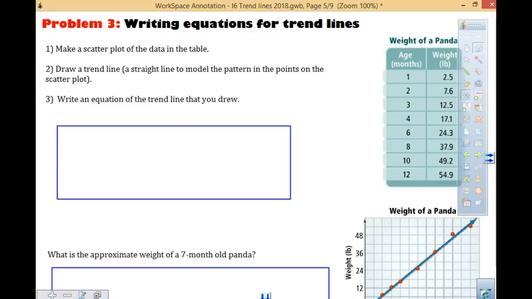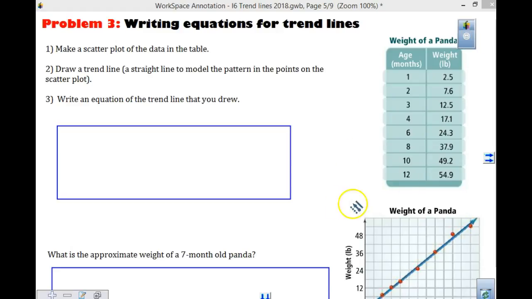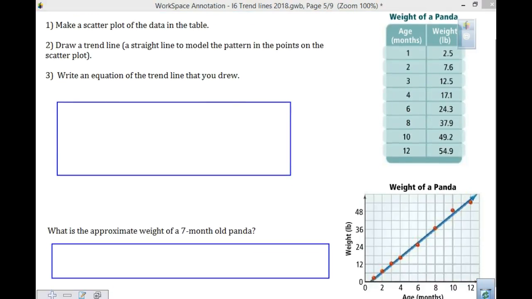So, taking a look at the next page in your notes. Going down: writing equations for trend lines. The first thing you have to do in your homework tonight is make a scatter plot. That's what they did down here. They plotted all these points, okay? Once you have plotted the points, you're going to draw a trend line, a straight line that follows the pattern. So you're going to have a straight edge, and I'll get out protractors again for you to use. And it then asks you to write an equation.